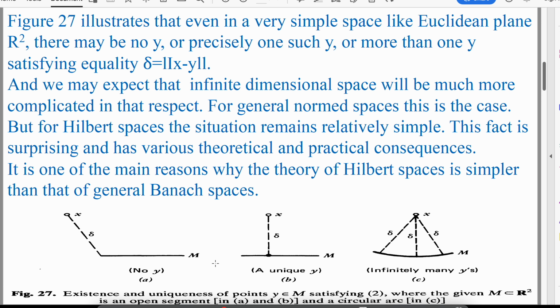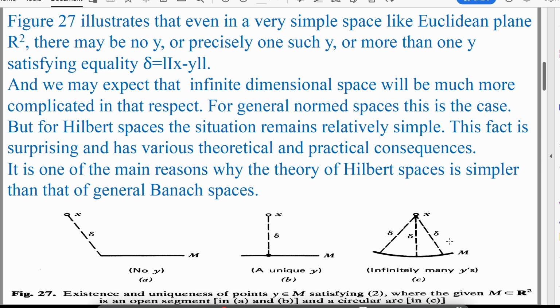So this example illustrates that even in a very simple case like the Euclidean plane R squared, there may be no y, there may be precisely one such y, or there may be more than one y satisfying the equality delta equal to norm x minus y. And we may expect that in finite dimensional spaces it will be much more complicated in this respect. For general norm spaces, we may have a y which is unique, we may not have a y, or we may have more than one y.